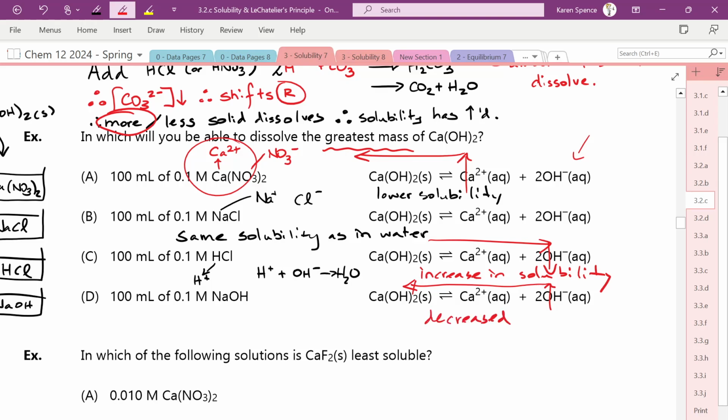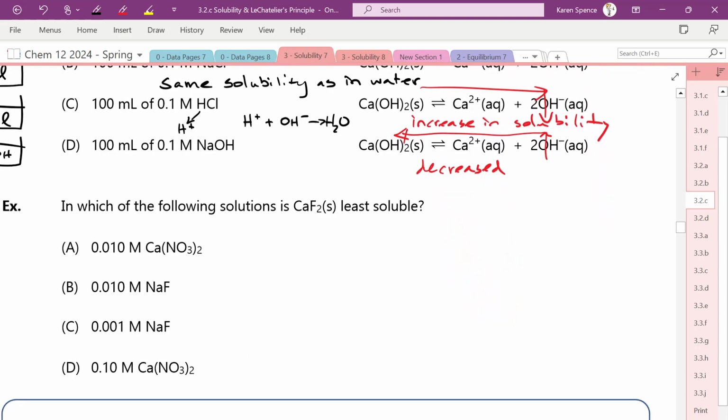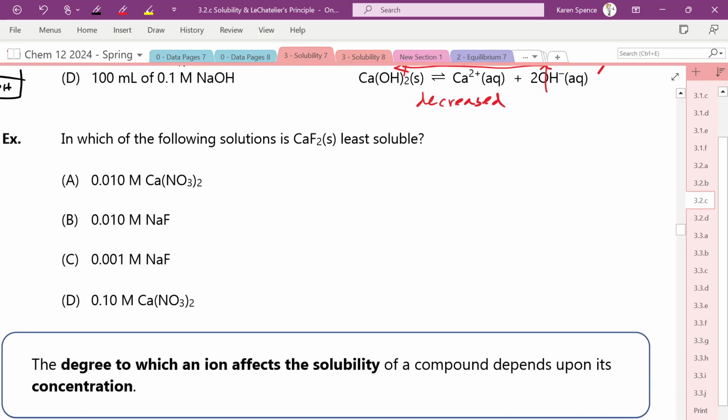Now, the next question is actually way harder than I meant it to be. We are going to go through it, but I would not give you anything like this in a multiple choice question because it involves a fair chunk of math. Technically, 3.2 is not our math section, so this is a preview math. Are we good with that? If you don't understand the math today, don't beat yourself up. We're going to go over it again later, all right? But we can eliminate 2 choices because the degree to which an ion affects the solubility depends upon its concentration. The more concentration, the more it affects the solubility.